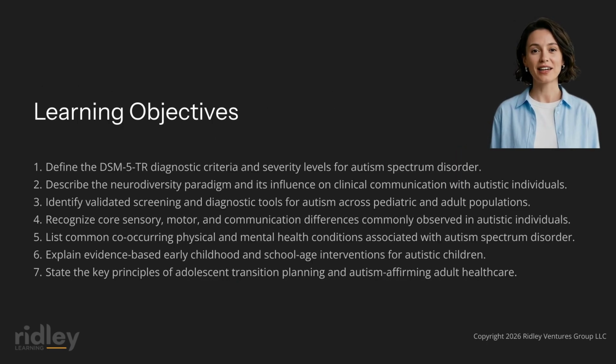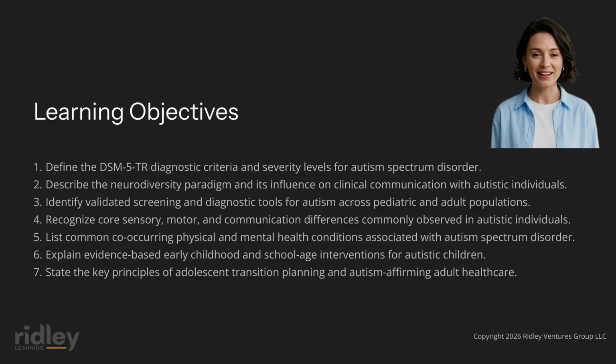Before we begin, let's review the learning objectives for this course. Upon completion, you'll be able to define the DSM-5-TR diagnostic criteria and severity levels for autism spectrum disorder, describe the neurodiversity paradigm and its influence on clinical communication with autistic individuals, identify validated screening and diagnostic tools for autism across pediatric and adult populations, recognize core sensory, motor, and communication differences commonly observed in autistic individuals, list common co-occurring physical and mental health conditions associated with autism spectrum disorder, explain evidence-based early childhood and school-age interventions for autistic children, and state the key principles of adolescent transition planning and autism-affirming adult healthcare.